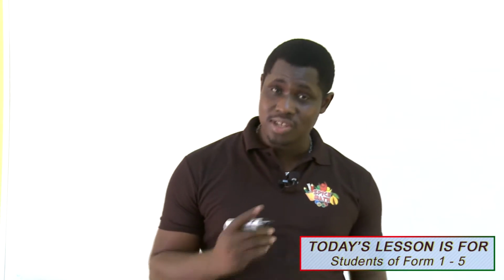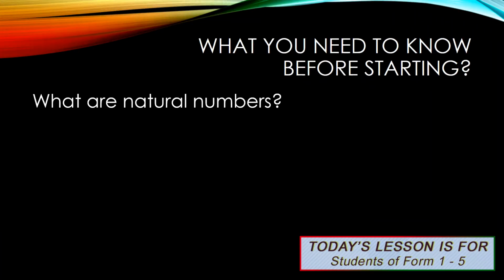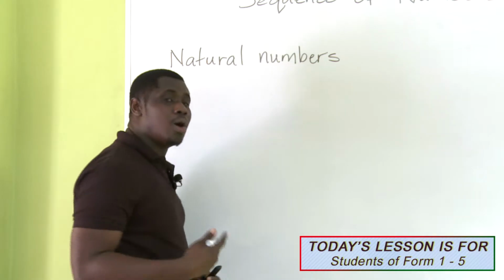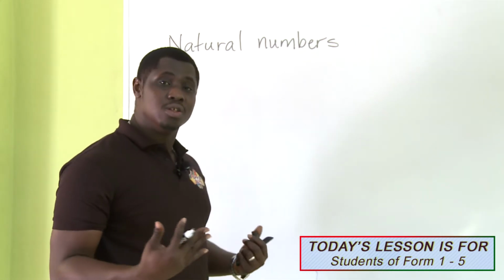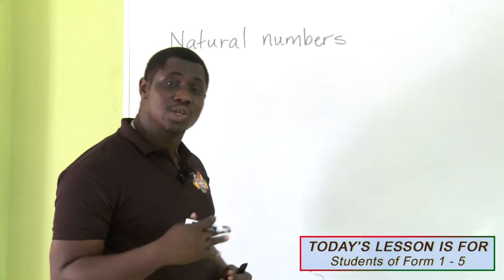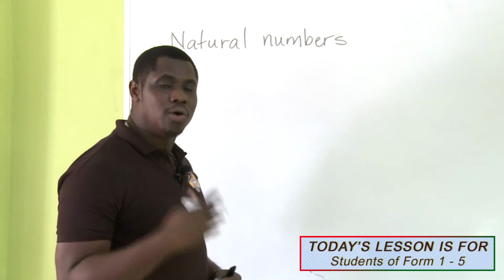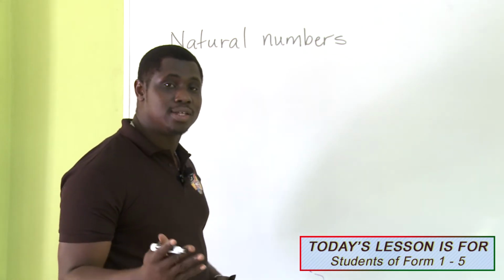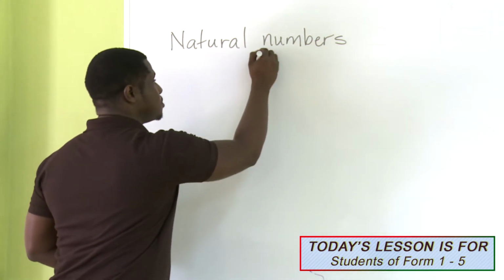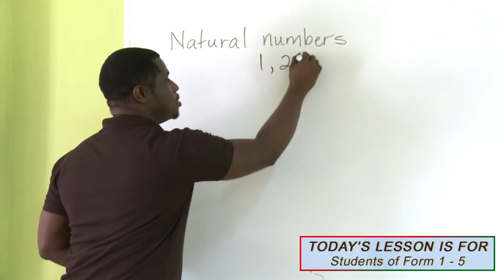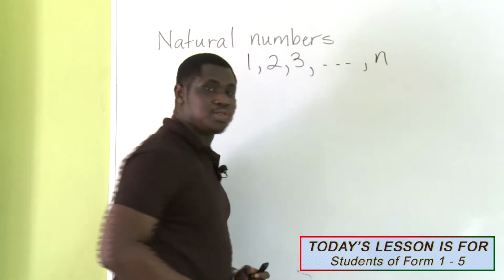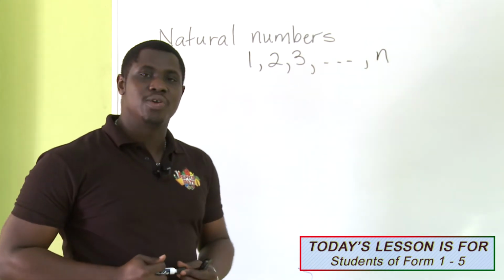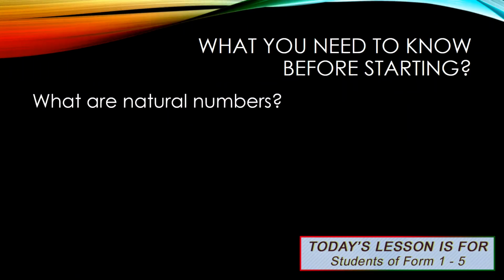First of all, you need to know what are natural numbers. And natural numbers are whole numbers from 1. We also define natural numbers as counting numbers. If I ask you to count to any given number, you would start with 1, then 2, 3, until you get to that number that I asked you to count to. That is what we call natural numbers.